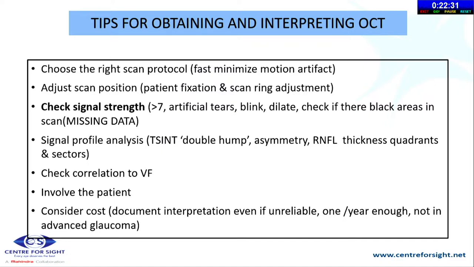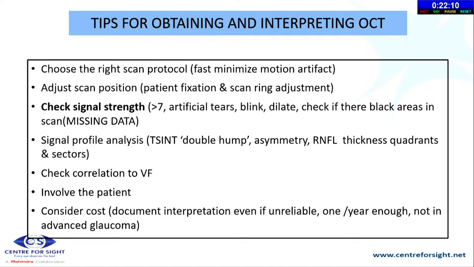Different machines have different strengths, as I've talked about. If the patient's eye is dry, you will not get a good image, so ask him to blink. Put artificial tears. Very important, check in the printout the black areas. Black areas mean data is missing, so this will get extrapolated. Please have a look at the signal profile.